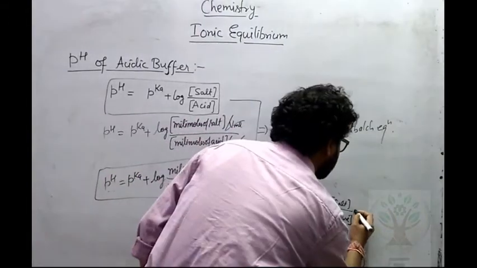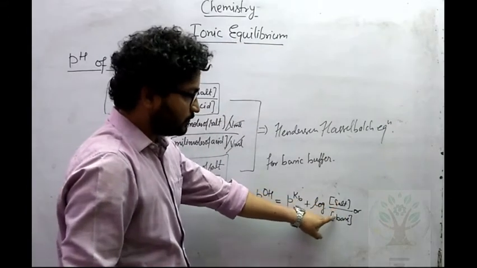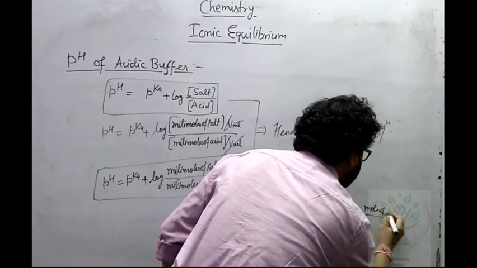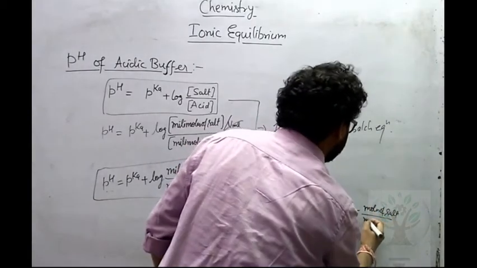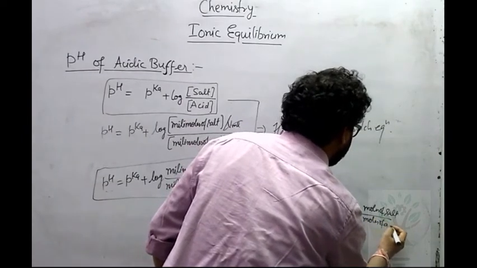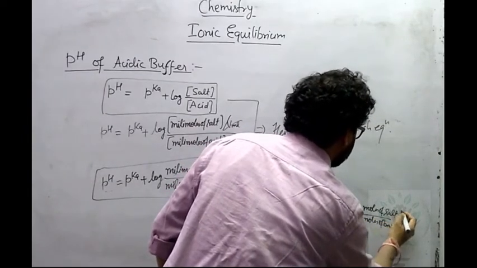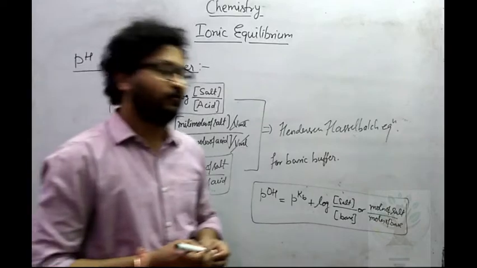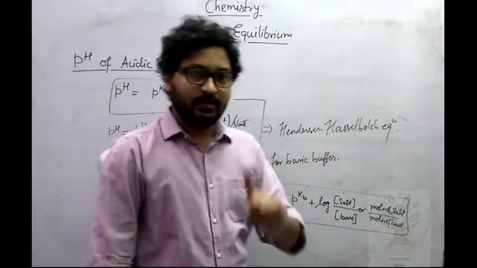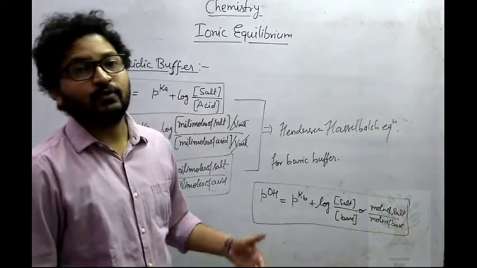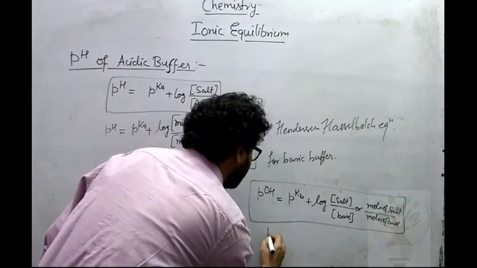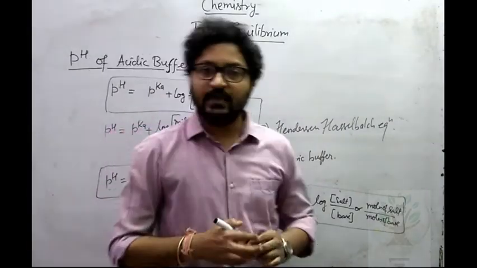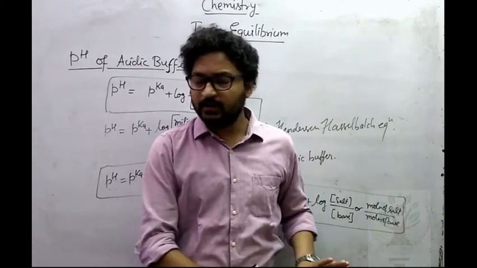Or instead of concentration of salt upon concentration of base, you can write moles of salt upon moles of base. This is the formula for pOH of basic buffer. Remember, this is your pOH, not pH. So if you want to find pH, just do one thing: pH will be 14 minus pOH. This is how you will find the pH of basic buffer. Is this derivation clear to us?